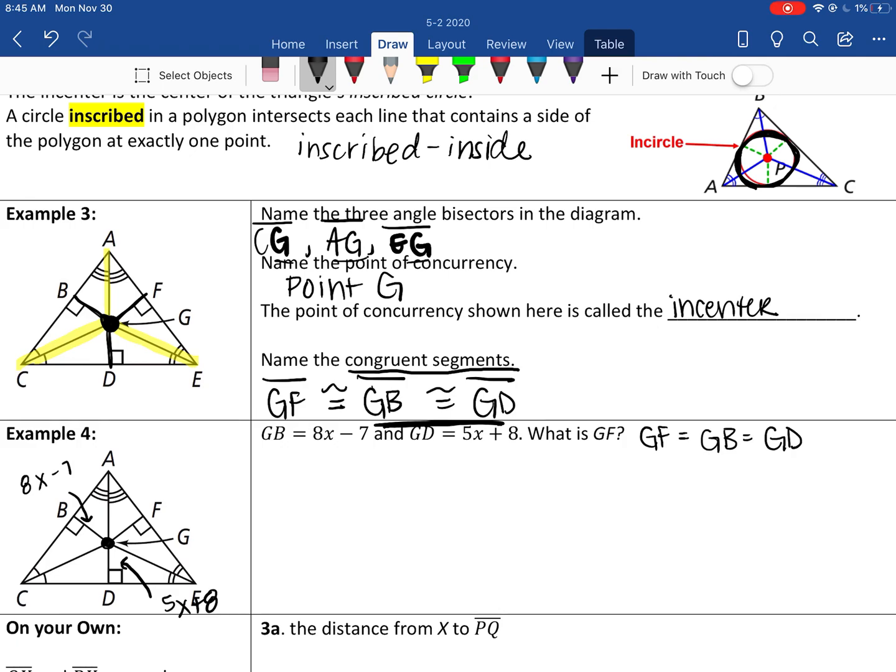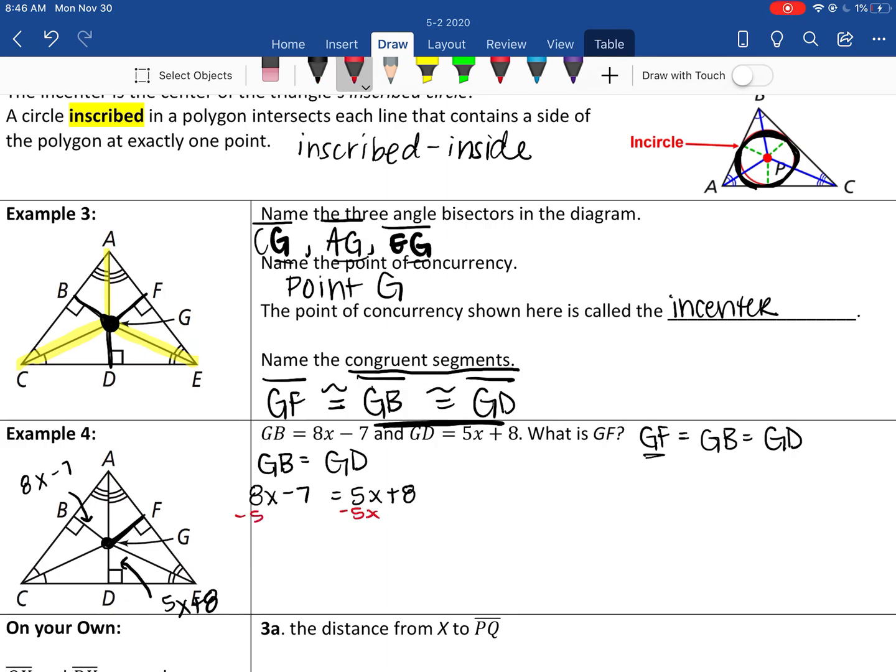So what I want to do is find GF. Well, I know right here that GF is equal to the other two. So if I can find the value of x and plug it back in, then I can know all 3 segments. Therefore, I know GF. So let's first find x. I know that GB is equal to GD, so let's plug that in. GB is 8x minus 7, that's equal to GD, which is 5x plus 8.